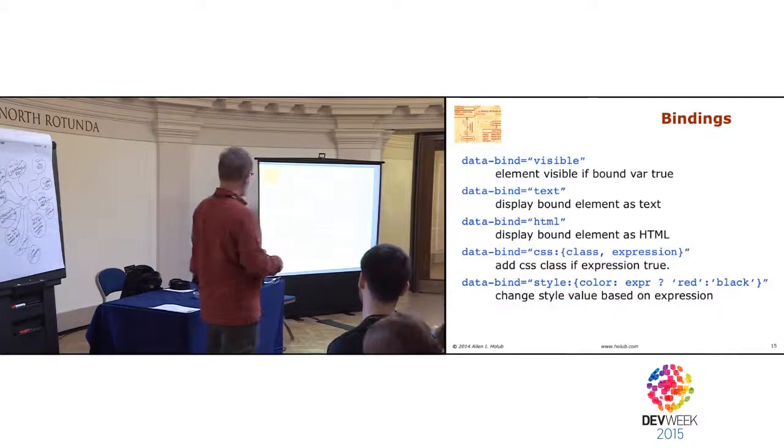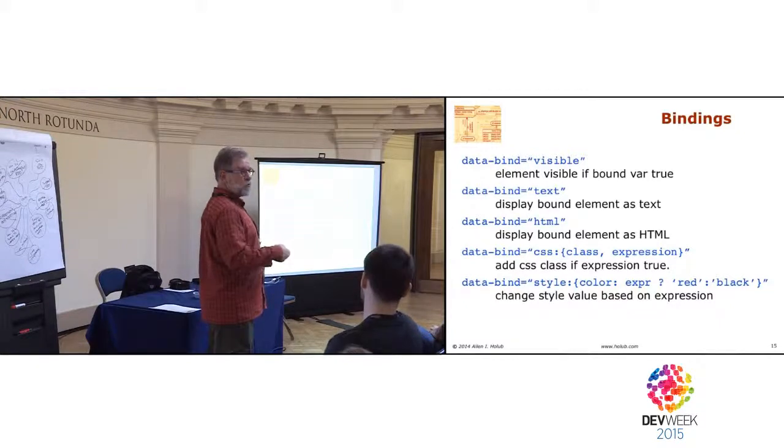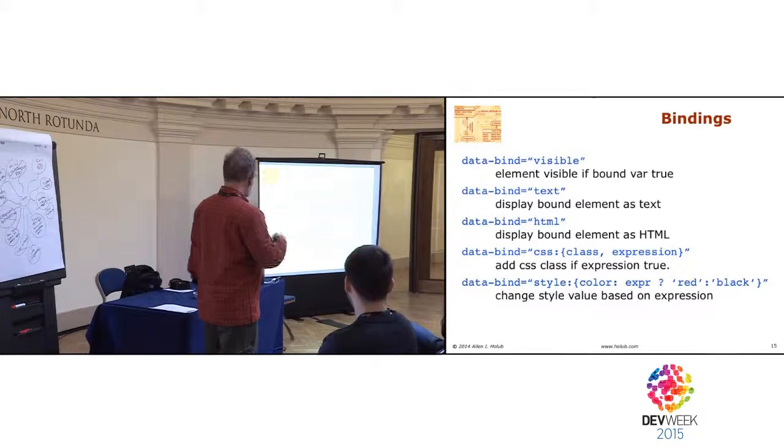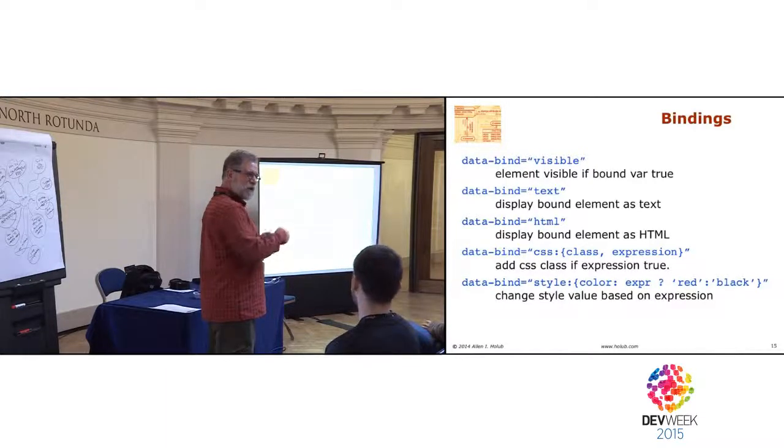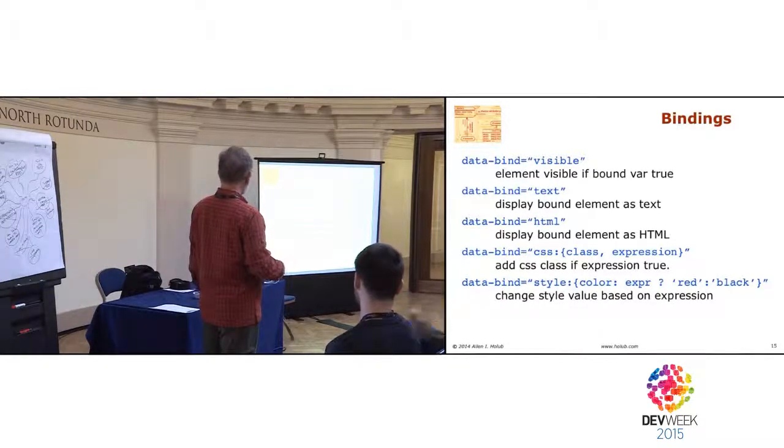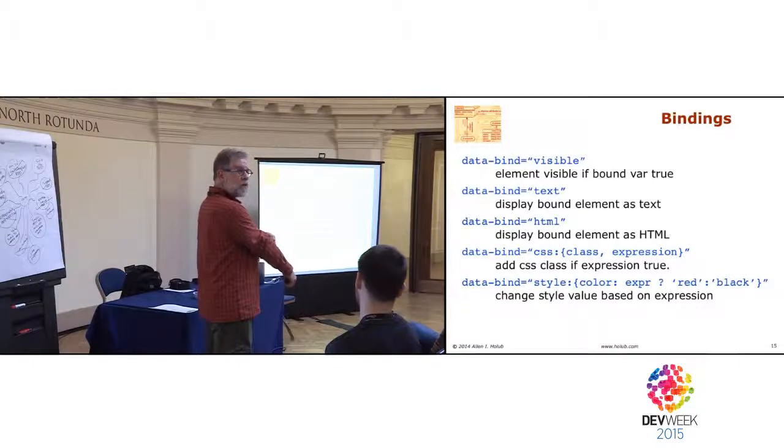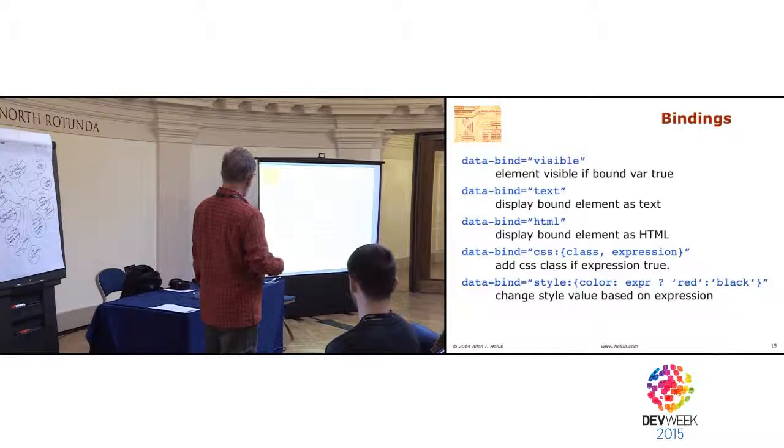So we could combine text and visible so that the text would only be visible if one variable was true, but the text that was being displayed would be coming from a second variable. The HTML data binding lets us put arbitrary HTML into the element as a side effect of things changing. I'll show you an example of that. But we'll see examples of most of this stuff in a moment.